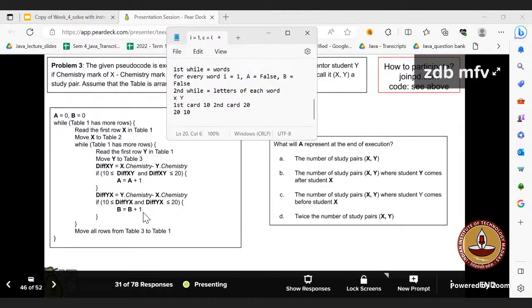Ma'am, the correct answer is B and C, ma'am? Correct answer is only B. C will be correct if we ask what B will represent at the end of execution. So actually for x, y you are counting a pair if x marks are greater than y. That will happen only if student y comes after student x. The arrangement also matters.